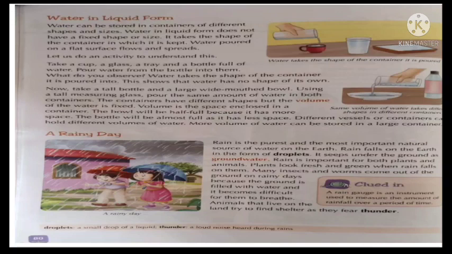Next is a rainy day. We know rain is the purest and the most important natural source of water on the earth. Rain falls on the earth in the form of droplets and it seeps under the ground as groundwater, and it is very important for all the plants, animals and human beings. Plants look fresh and green when rain droplets fall on them. Insects and worms come out of the ground on rainy days because the ground is filled with water and it becomes difficult for them to breathe.